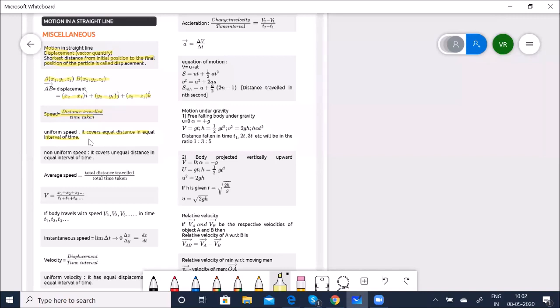So when I say motion in a straight line, motion can be in 1, 2, and 3 dimensions. When I say motion in a single dimension, it can be a linear motion or rectilinear motion. That is, it is going to be along a straight line, from a particular point A to a particular point B. Examples of one-dimensional motion are the motion of a train along a straight track and the motion of a freely falling body. All these come under the topic of one-dimensional motion.